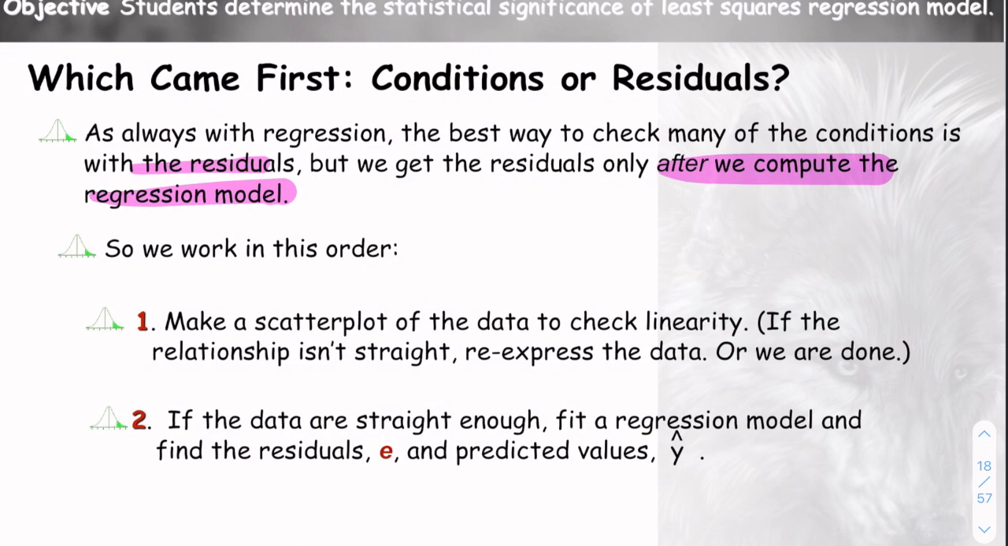So we're going to work in this order. So number 1, make a scatter plot and we check for the linearity. If the relationship isn't straight, re-express the data. Otherwise, we're done. Stop, do not go ahead, do not pass go. 2, if the data are straight enough, then we fit a regression model and find the residuals. That's our e for residuals, and our predicted values. So that's our y hat.